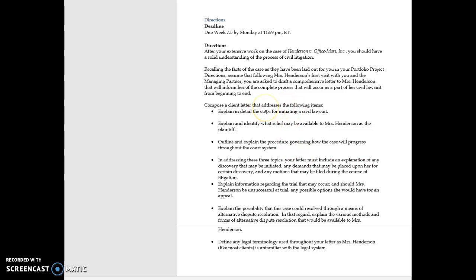So instead of just doing a video with my face, I thought it might help to actually look at the instructions together and walk through it. The final exam is a letter that you are going to be drafting to Mrs. Henderson. Now, the exam is assuming that you're back in the beginning, like we're going back in time here.